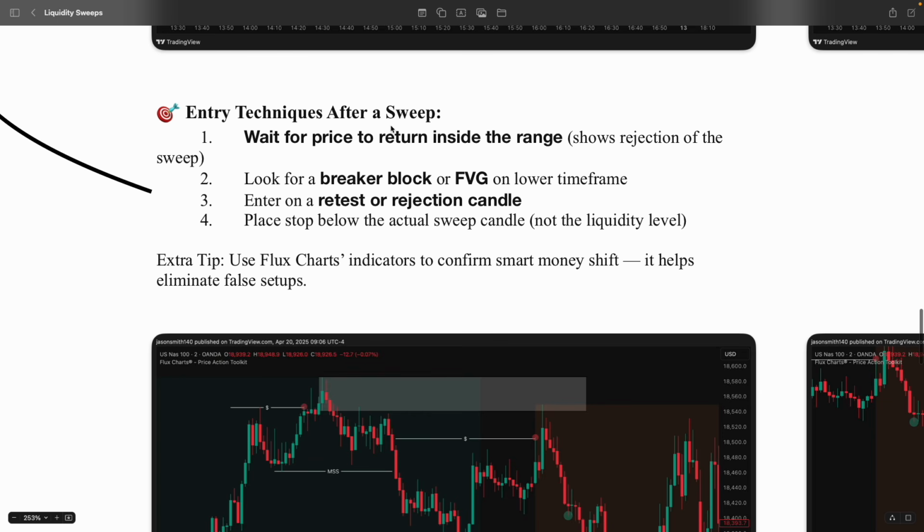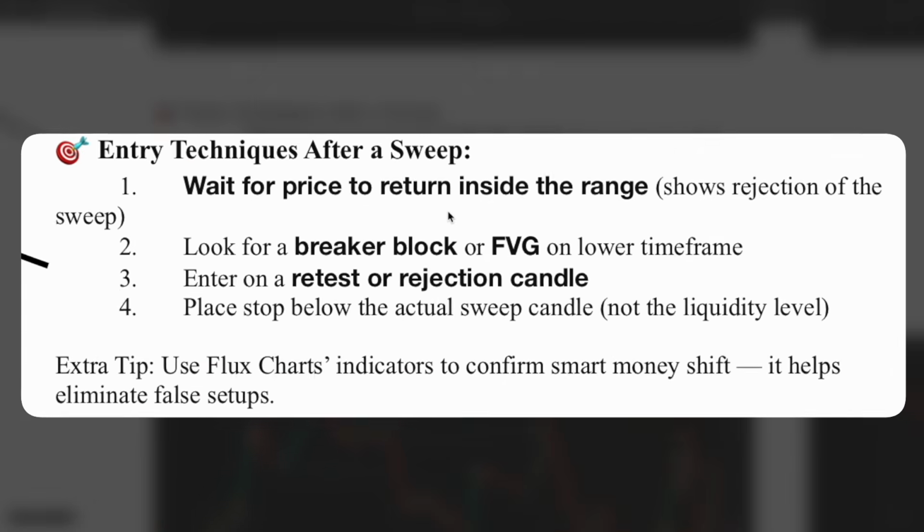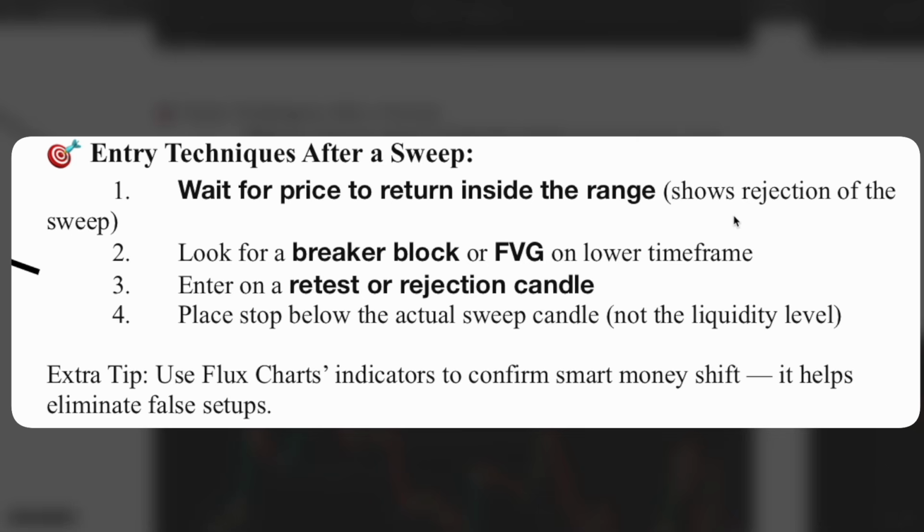So, entry techniques after a sweep. We'll wait for price to return inside the range, show rejections of the sweep, look for a breaker block or fair value gap on the lower time frame, enter on a retest or rejection candle, and place stops below the actual sweep, not the liquidity level.